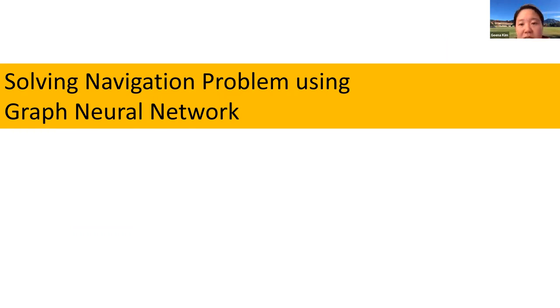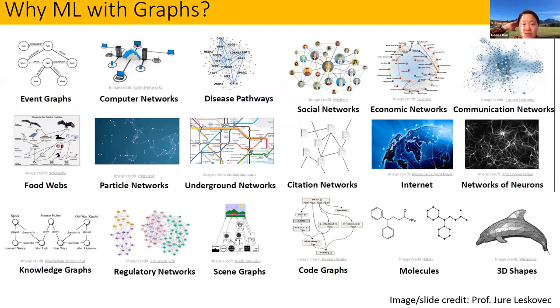Another idea that I just started thinking about is using graph neural networks to solve some navigation problems. So why is doing machine learning with graphs interesting? Because a lot of data are graph structured. For example, you can think about a social network or a disease network. Our brain is a network, and there are knowledge graphs in business intelligence, citation networks. A lot of things around us are graphs.